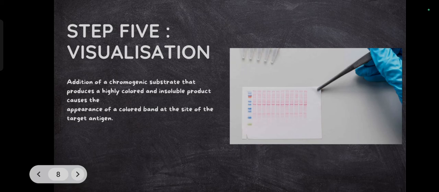The final step comprises visualization of the same, which can be done either by radiography for radio-labeled antibodies, while chromogenic substrates are added so as to amplify the results of chemiluminescence.